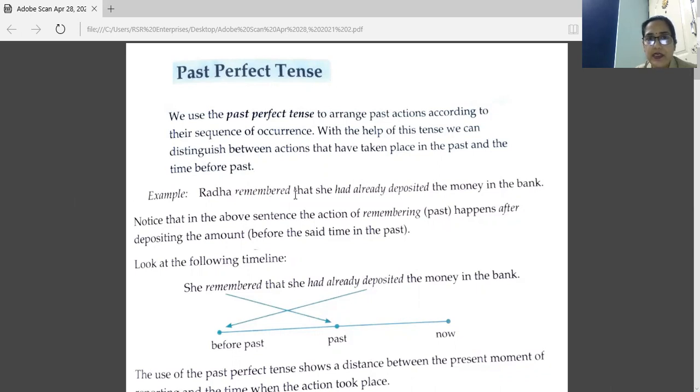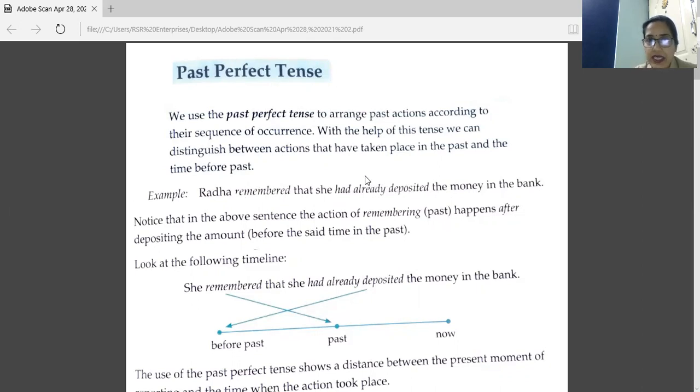Radha remembered that she had already deposited the money in the bank. Now, in this sentence, you have two verbs. One is remembered and one is deposited. Two actions are given there, and both occurred in the past.